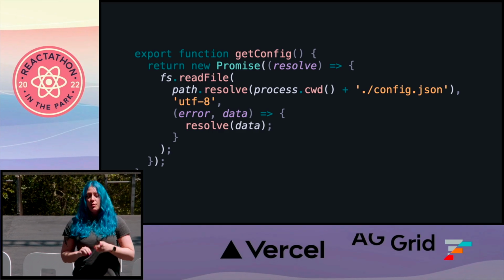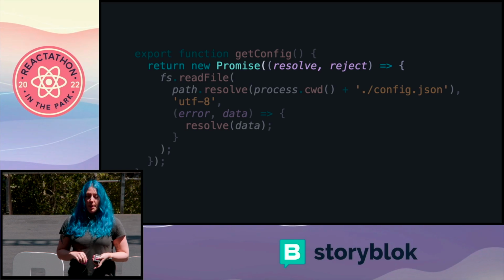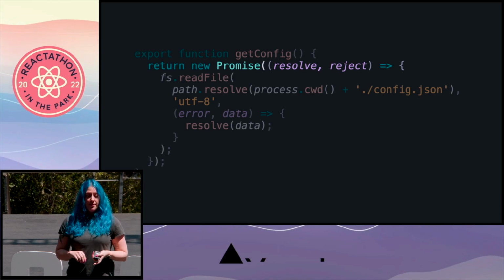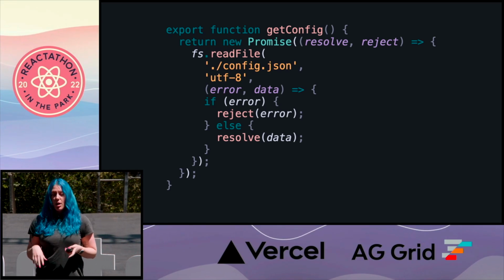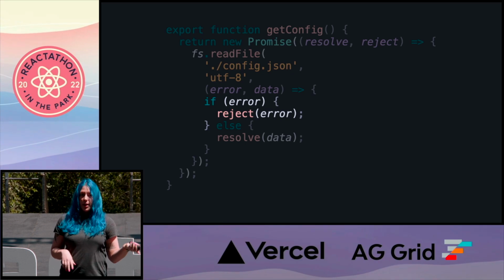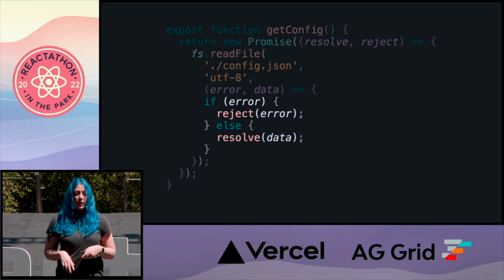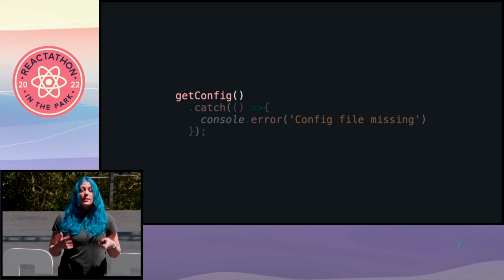Now, knowing this, we're just going to fix our promise real quick so that the error surfaces. I'm going to need that reject function. And then I'm just going to use an if-else to decide when to resolve and when to reject. So if there's an error, we call reject with the error itself. Else, we're just going to resolve with the data. And now let's see if this works.